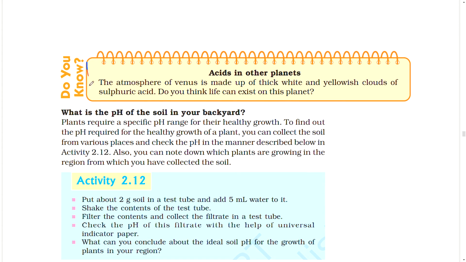Do you know acids in other planets? The atmosphere of Venus is made up of thick white and yellowish clouds of sulfuric acid. Do you think life can exist on this planet? Comment this.